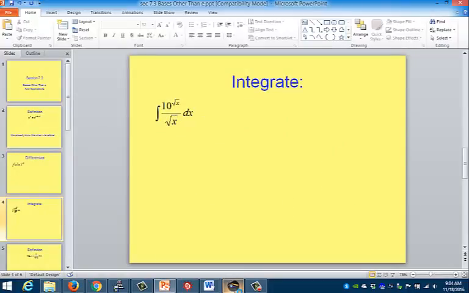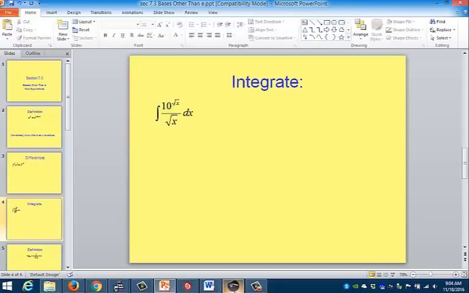Let's try an integration problem. The problems in chapter 7 aren't new. You're either taking derivatives or taking antiderivatives, right? It's just the functions are more complicated. That's all.